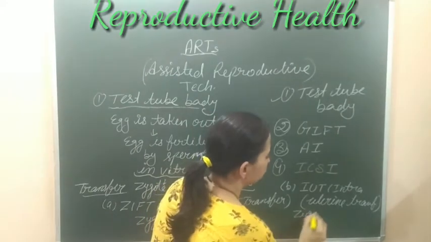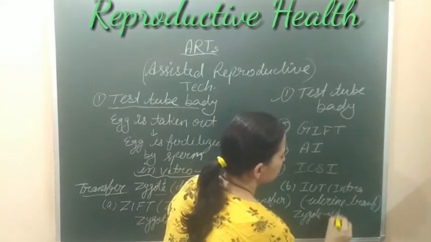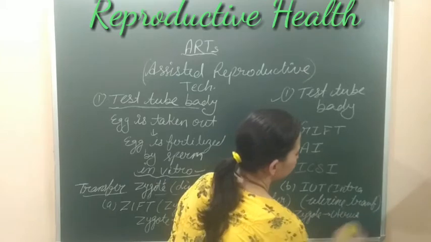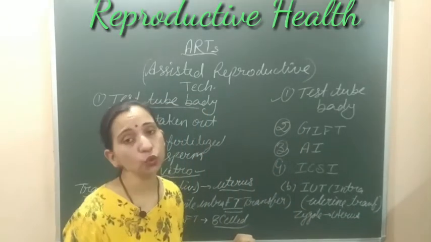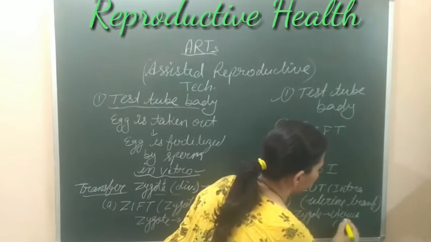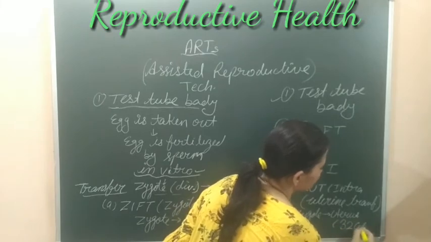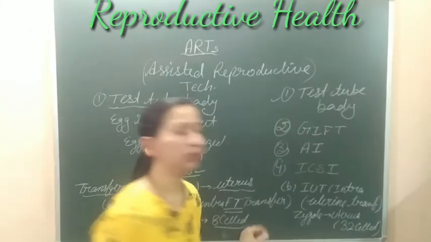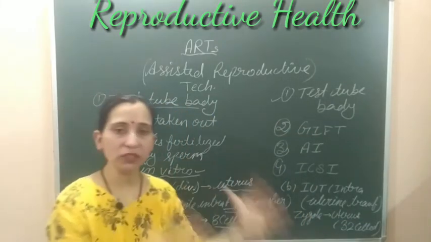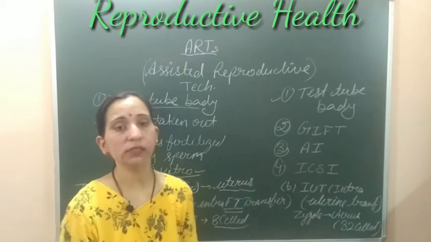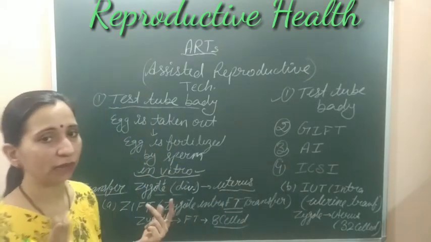यहाँ पे zygote का जो transfer है वो uterus के अंदर हो रहा है. It is transferred into the uterus at 32 cell stage. यहाँ पे transfer जो होगा वो होगा 32 cell stage के अंदर. So on the basis of the stage at which the zygote is present, zygote किस cell stage में present है, उसके basis पे we have two types.